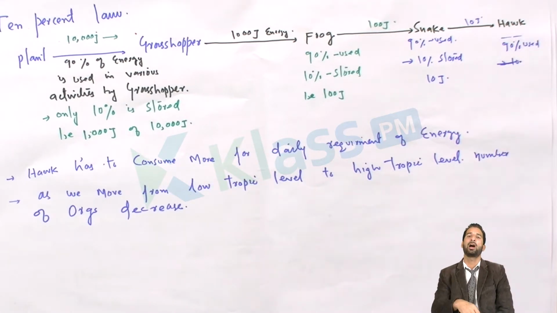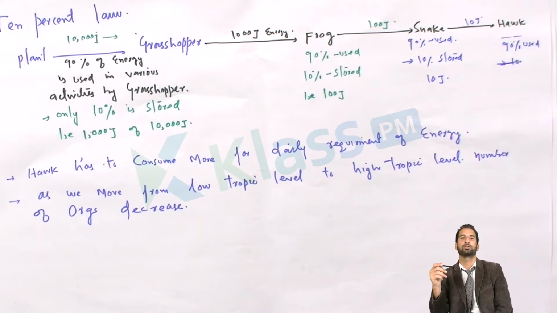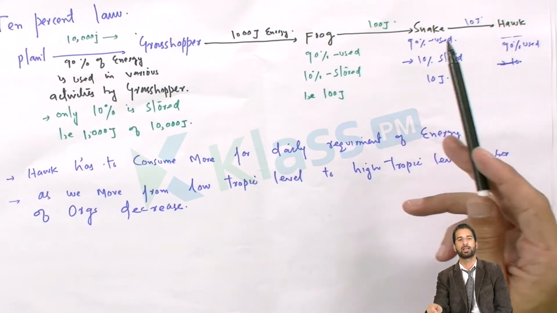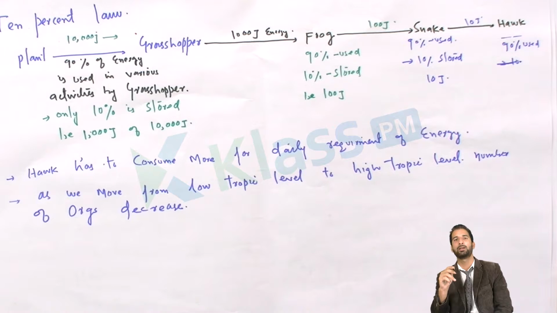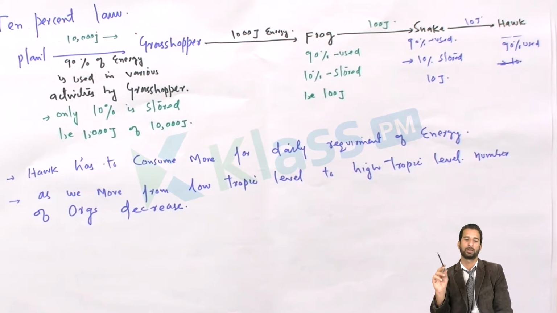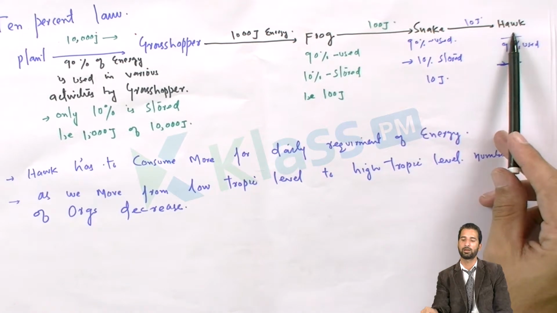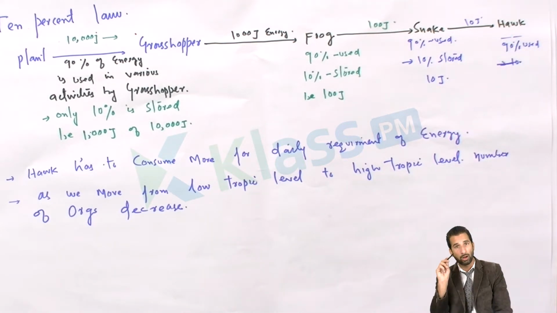Here, the hawk is a special bird. It eats mostly snakes. It does not mean that it will only eat the snake, but it eats the snake. Here in this example, I have shown that this hawk eats the snake. So the hawk is a top consumer. There is no living organism in this chain after the hawk. So the hawk acts as a top consumer.